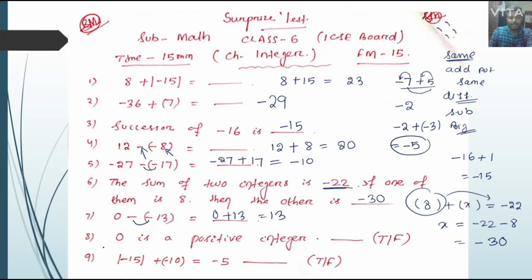Now next question number 8. 0 is a positive integer. No, because 0 is not positive, not negative. That's why this is false. Now minus 15 absolute value, that is 15 plus minus 10, so different sign, subtract, that is 5, so plus 5. So this is false. Okay.